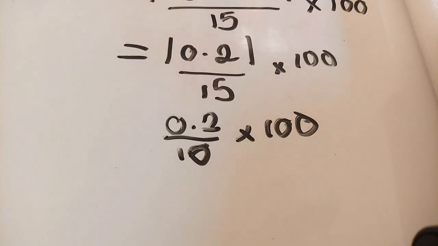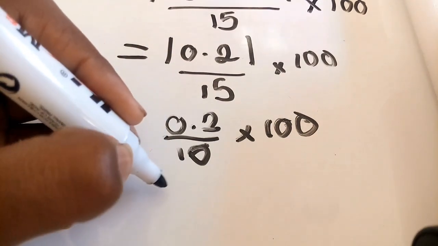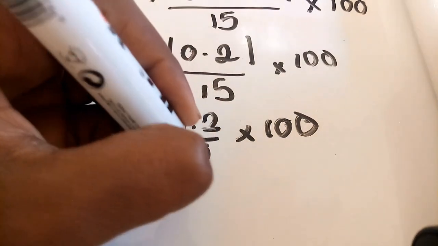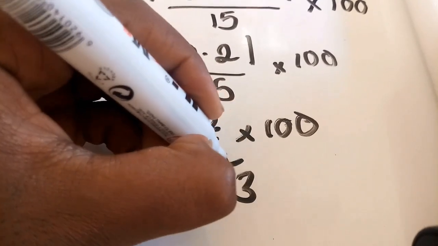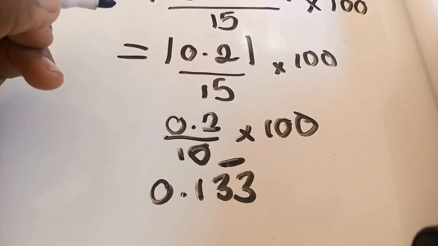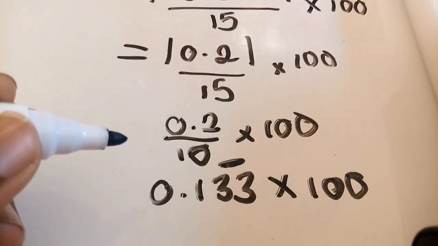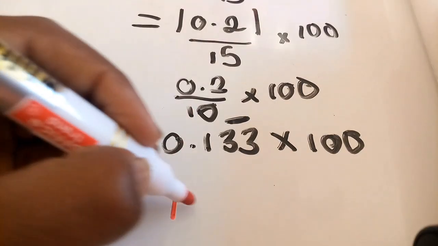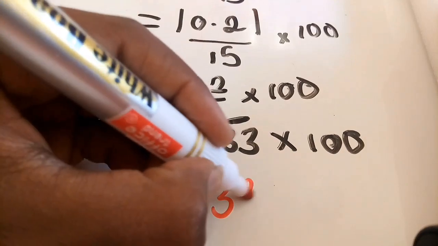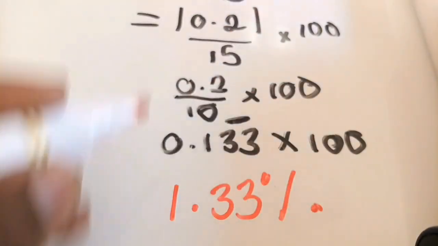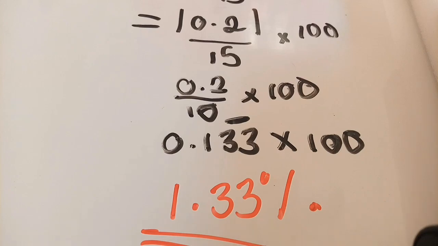And now 0.2 divided by 15 would give us 0.133. So I'll put this line, which means the 3s continue, they go on. So times 100, which will give us 1.33%. So that is our percentage error.